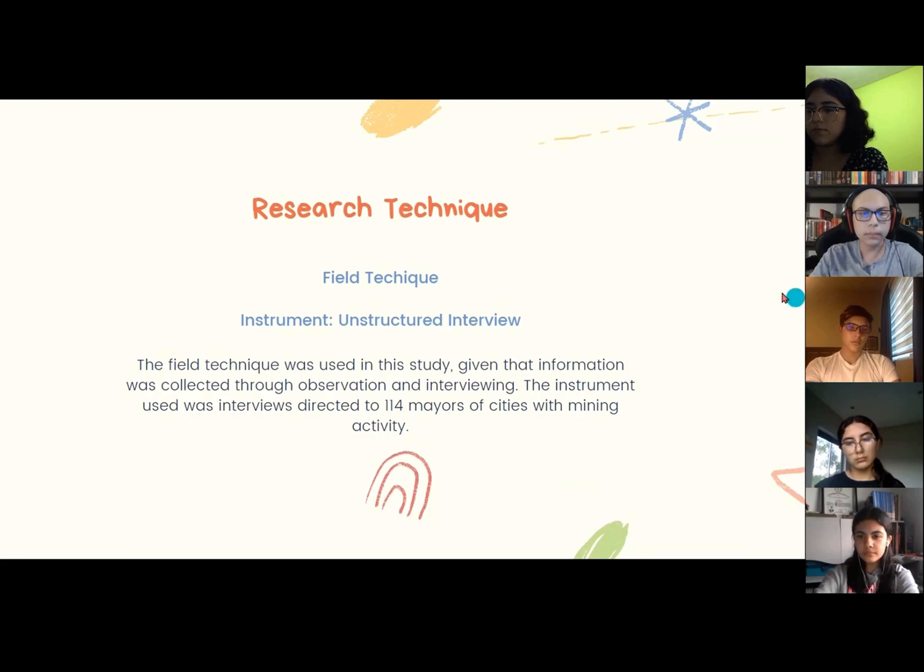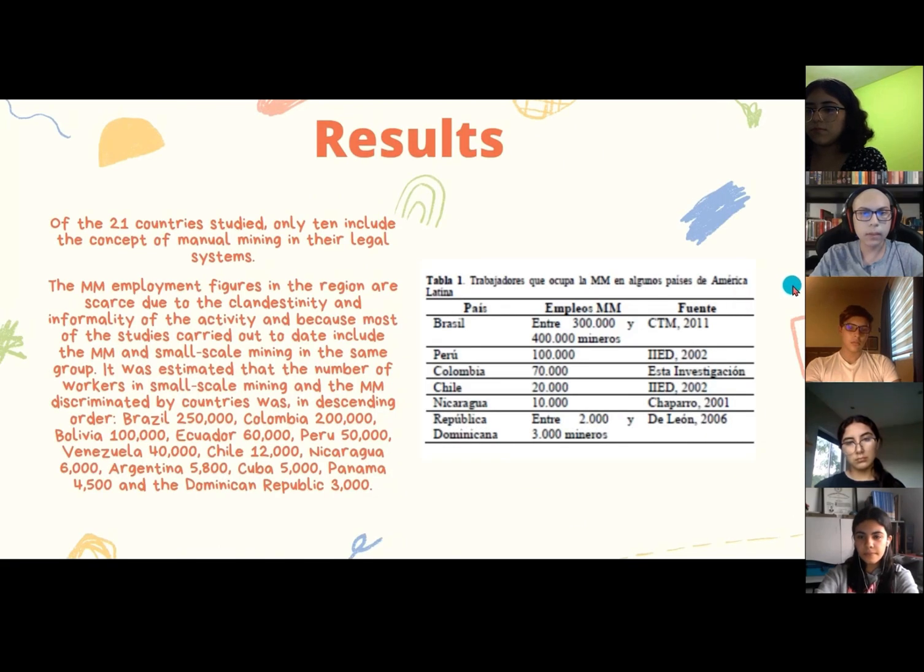The results. Of the 21 countries studied, only 10 include the concept of manual mining in their legal systems, and the employment figures in the region are scarce due to the clandestinity and informality of the activity, and because most of the studies carried out to date include manual and small-scale mining in the same group.